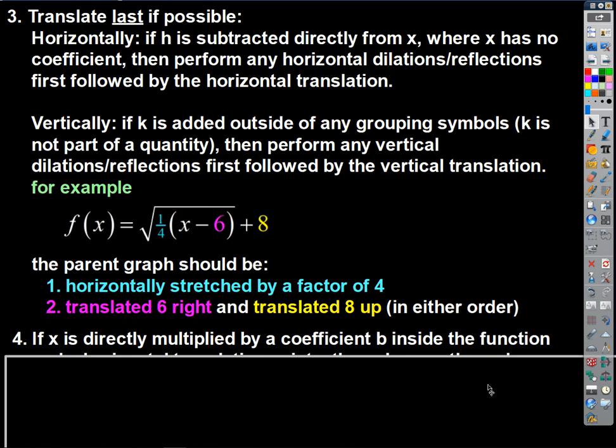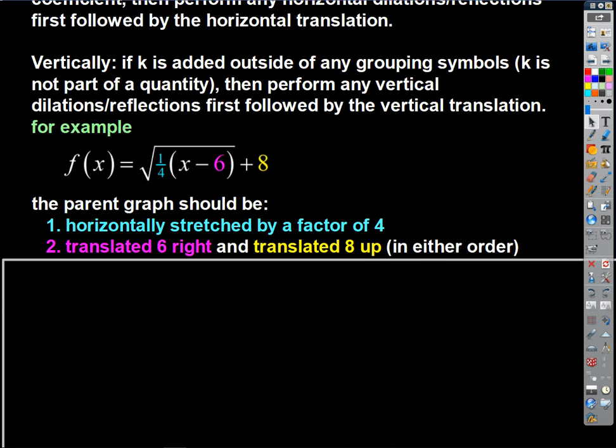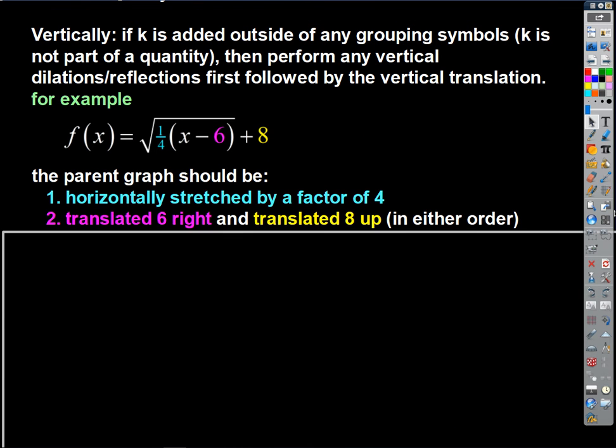So for example, if we look at this guy right here, what would the order be? Does it make sense that we're gonna do the horizontal stretch first by a factor of 4, because we're multiplying inside the function by 1/4, right? Then, when all's said and done, we'll just do our translations. We're gonna go 6 right and 8 up in either order. It doesn't matter which one you do first, horizontal or vertical, right? But we definitely want to save those till the end and do the stretch first, okay?